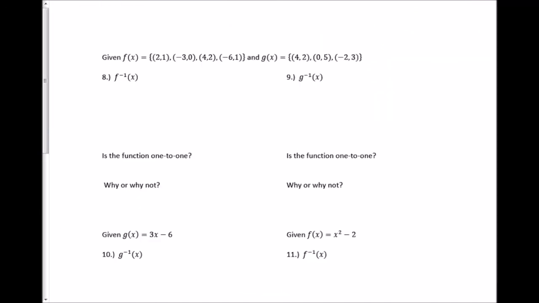In number 8, we're asked to find the inverse of f of x and then the inverse of g of x. Again, that's what this notation means. This means the inverse for each of these. So the inverse, we simply switch the x and the y values. So for this one, the f of x had the ordered pair 2, 1. I'm going to change it to a 1, 2. It had the ordered pair negative 3, 0. I change it to a 0, negative 3. The 4, 2 becomes a 2, 4. And the negative 6, 1 becomes a 1, negative 6. And that's it. That's all I have to do in order to find the inverse. So the inverse of this function, when I switch the x and the y's, is this guy.